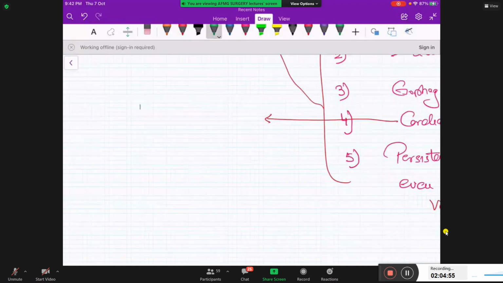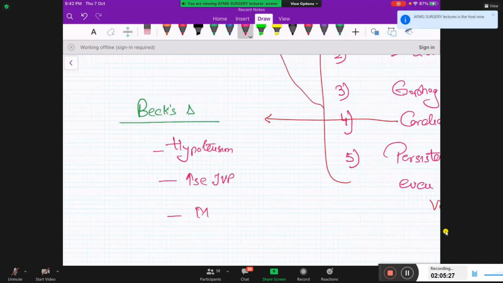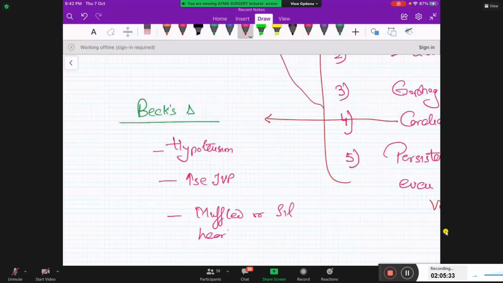Now, how will we know clinically that the patient has a cardiac tamponade? There is a triad called Beck's triad. Any patient, if has a Beck's triad, it means the patient has a cardiac tamponade. So, what are the features of Beck's triad? Very commonly asked: hypotension, raised JVP, muffled heart sound or silent heart.